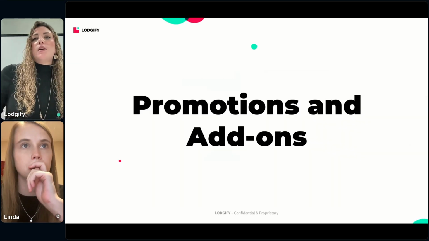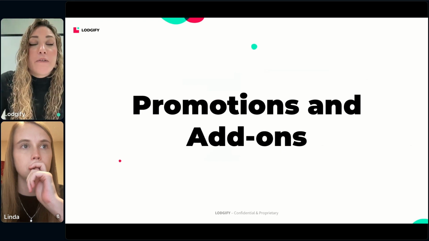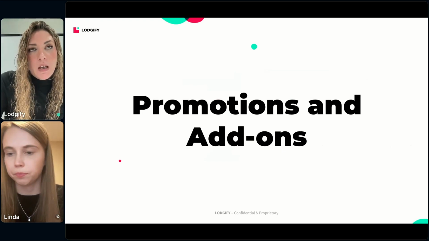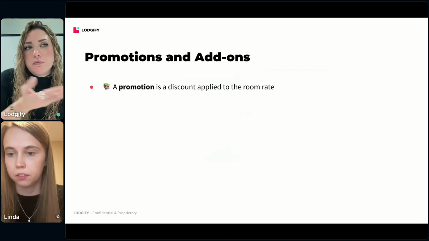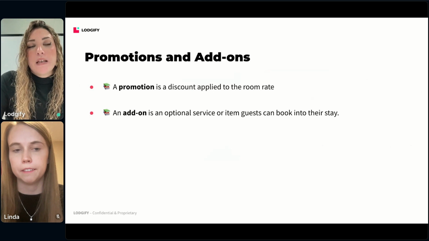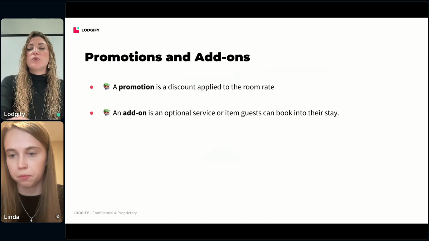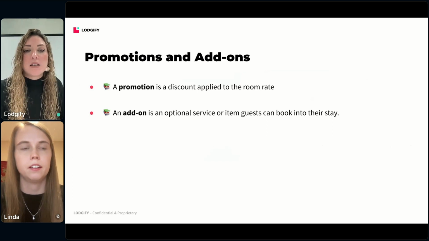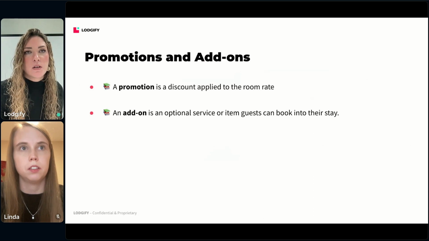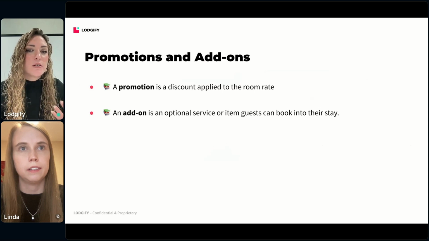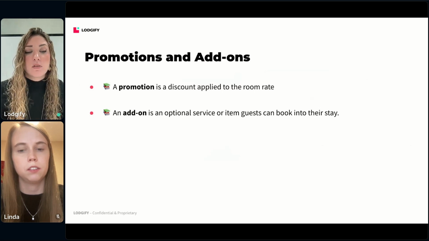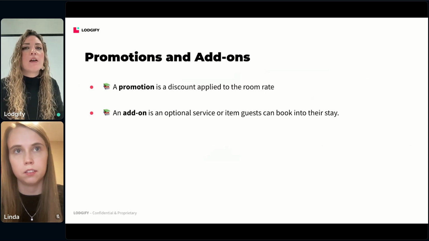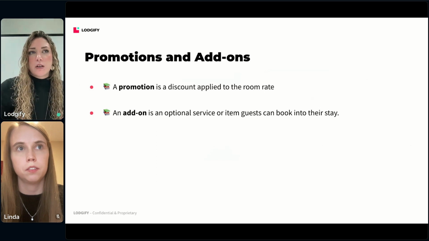Let's talk now about promotions and add-ons, which also have an effect on the price of our bookings, right? A promotion is a discount applied to the room rate. An add-on is an optional service or item that guests can book into their stay. So the difference between an add-on and a fee or a tax is that fees and taxes are mandatory for the guests. They have to pay for those if you have created them. Instead, an add-on is a choice. You offer the guest the possibility to add or to purchase an item or a service that is extra to the booking, and they can choose to add it or not during the checkout process.